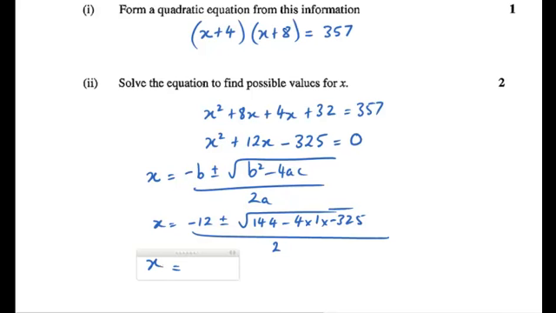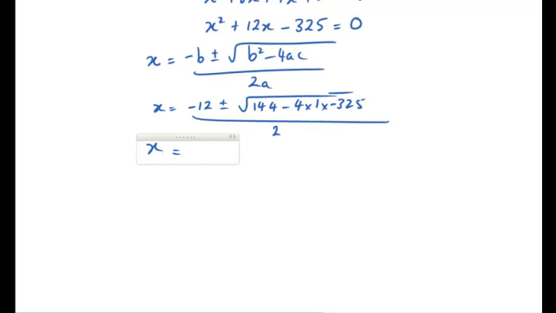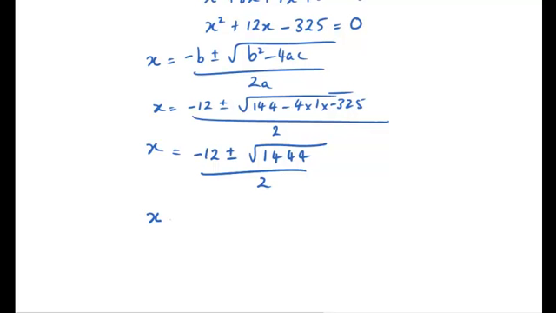Okay, so putting that into your calculator, you should get negative 12 plus or minus, do the part that's under the square root sign there, and what you should get is 1444 all over 2. Alright, when you use your calculator and you do the two separate calculations, you should get that x equals 13 and x equals negative 25.